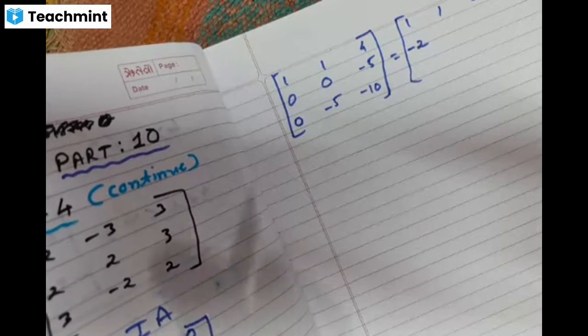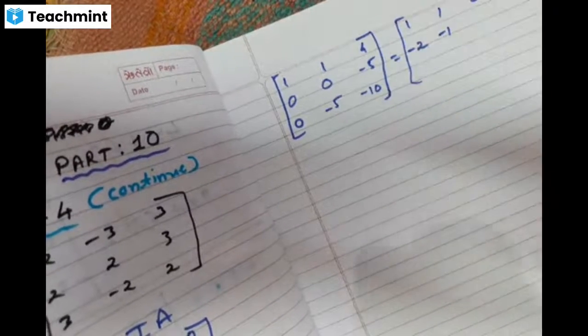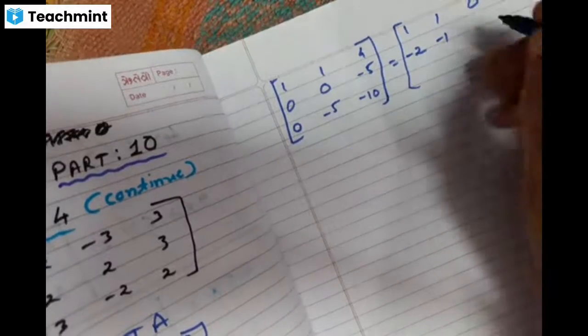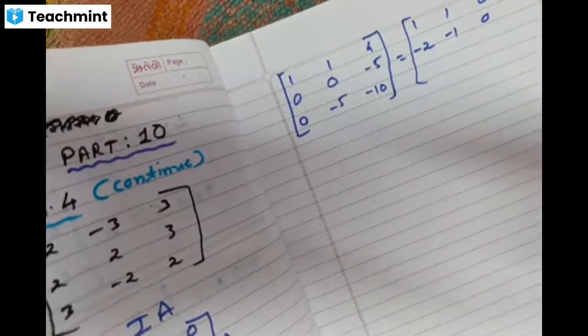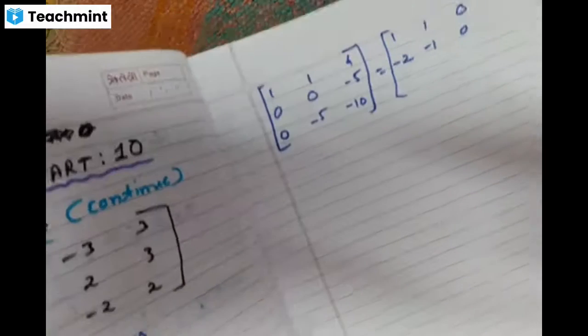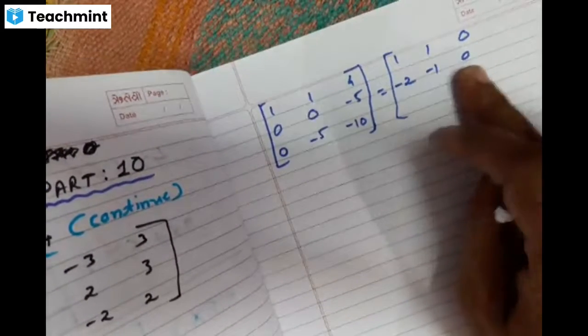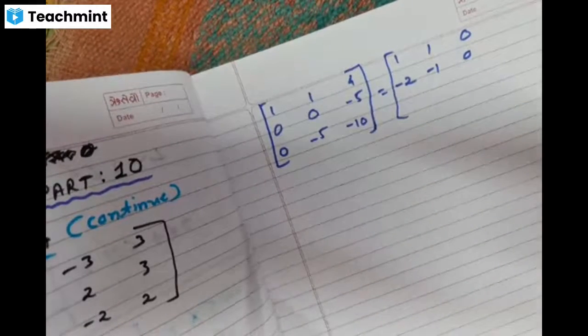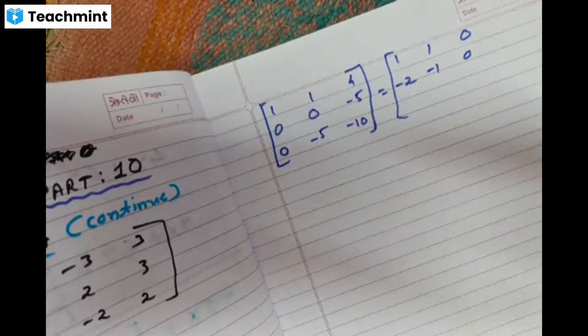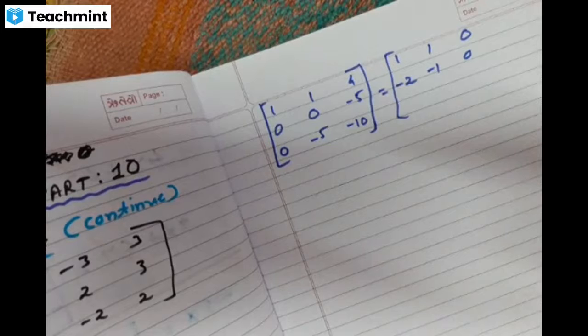So 1 minus 2, so it will be minus 1. Then 0, 0, both 0. Then R3 minus 3R1. I am just showing you right now. First I am writing it down, then I will show how the numbers are coming. Then R3 minus 3R1, the third row, subtract 3R1.